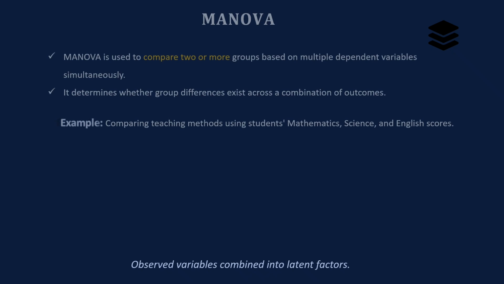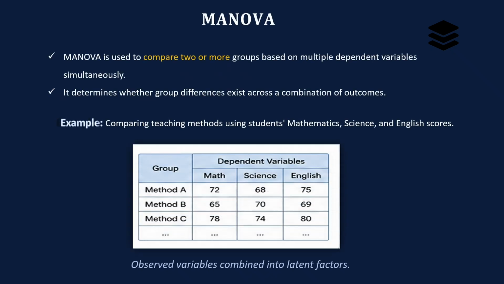So the next one is MANOVA. The next technique is MANOVA, which stands for multivariate analysis of variance. It is used for the comparison of two or more groups based on multiple dependent variables at the same time. Unlike ANOVA, which analyzes only one outcome, MANOVA considers several outcomes together. For example, we can compare different teaching methods using students' mathematics, science, and English scores.